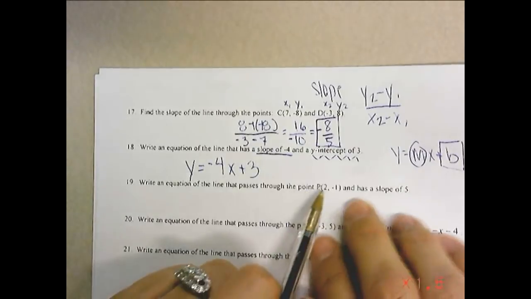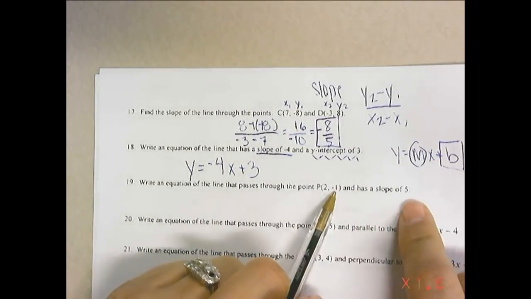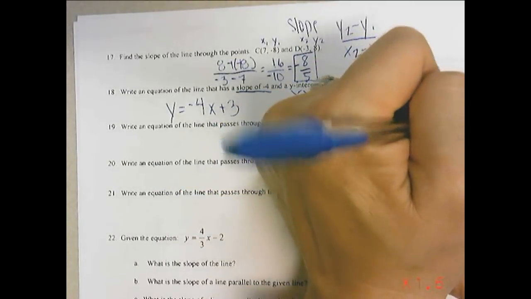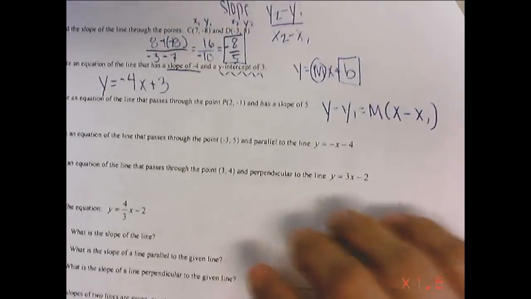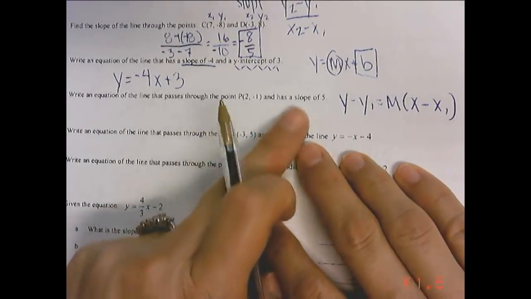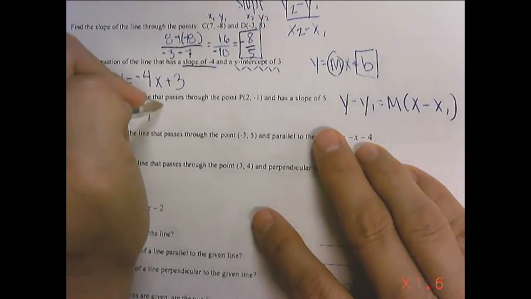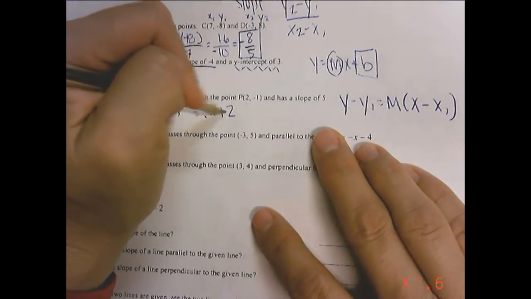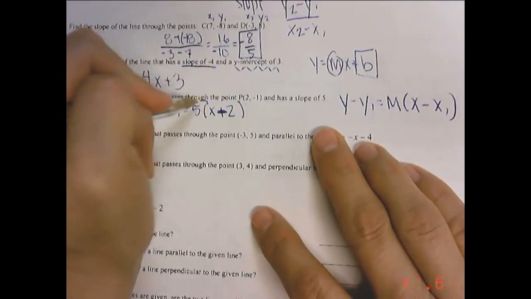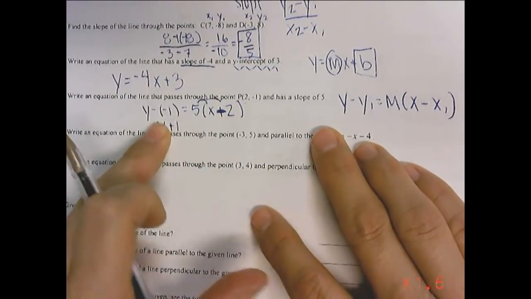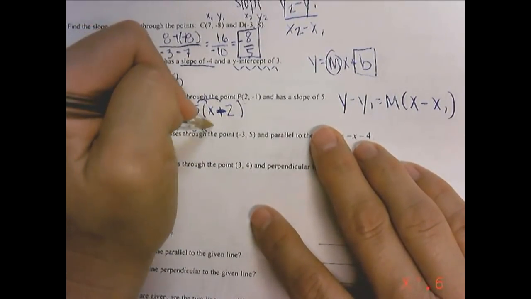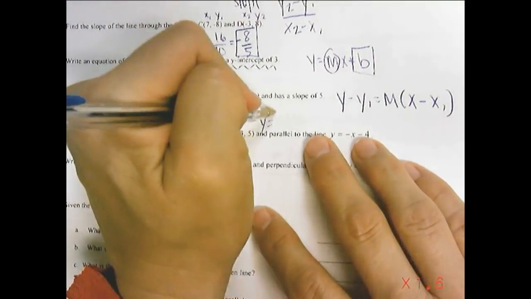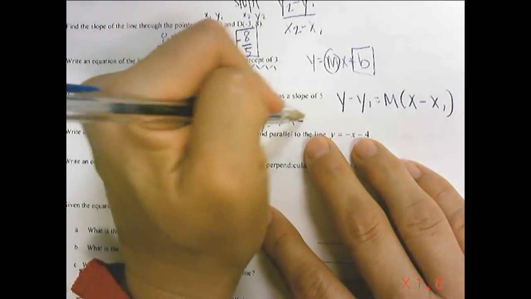All right, this one says write the equation of a line that passes through the point 2, negative 1, and has the slope of 5. So I'm going to use point slope this time, which is y minus y1 equals my slope, m, times x minus x1. Okay, so using this slope and this point, I'm going to go ahead and fill out this equation. y minus negative 1 equals 5 times x minus 2. I need to distribute that 5. I'll end up with y plus 1, because two negatives make a positive, equals 5x minus 10. I'm going to subtract 1 and subtract 1. I'll end up with y equals 5x minus 11.